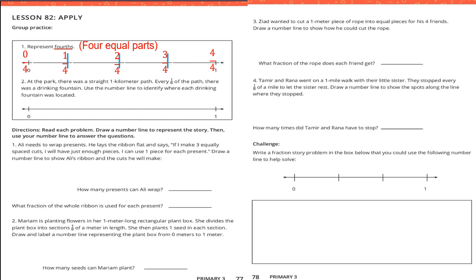Number 2, at the park there was a straight 1 kilometer path. Every 1 over 6 of the path there was a drinking fountain. Use the number line to identify where each drinking fountain was located. Okay, our fraction here is 1 over 6.